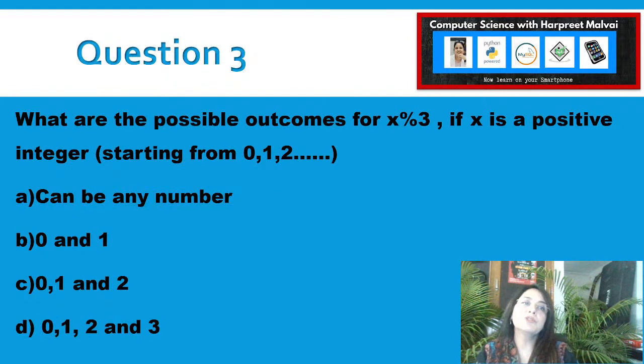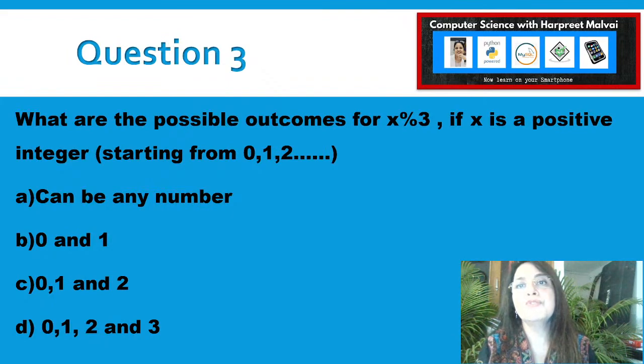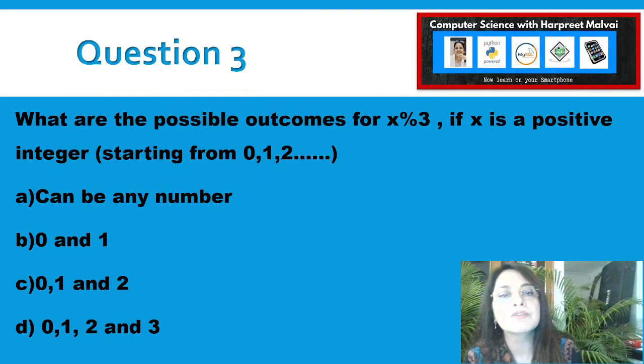Okay, come to question 3 now. So we go ahead, and a lot of you, for the previous question, you gave B, so you've got to be careful. That's D. Okay, so we now look at question 3. What are the possible outcomes for x modulo 3 if x is a positive integer starting from 0, 1, 2, etc.? So x can also be less than 3 here. So what can be the outcome of this?